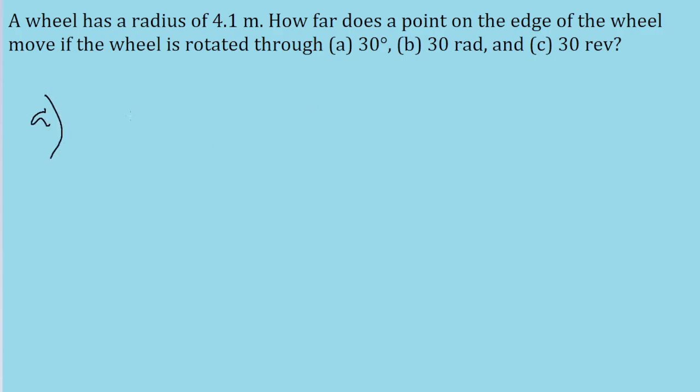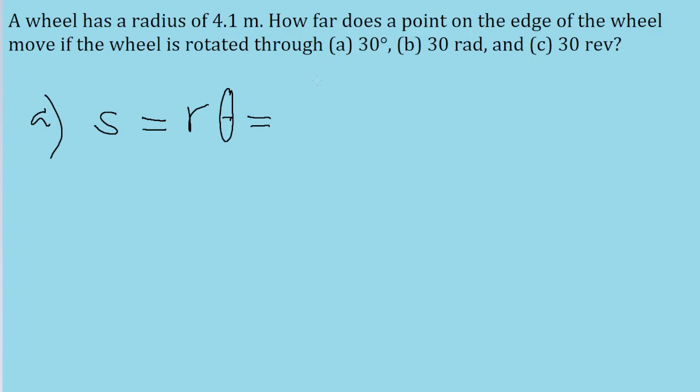For this problem we're going to use the same formula for all three parts, because recall that s, the tangential distance through which a point moves in circular motion, is equal to the radius of its rotational path multiplied by theta, the angle it moves through. Keep in mind that this formula only works if theta is given in radians.